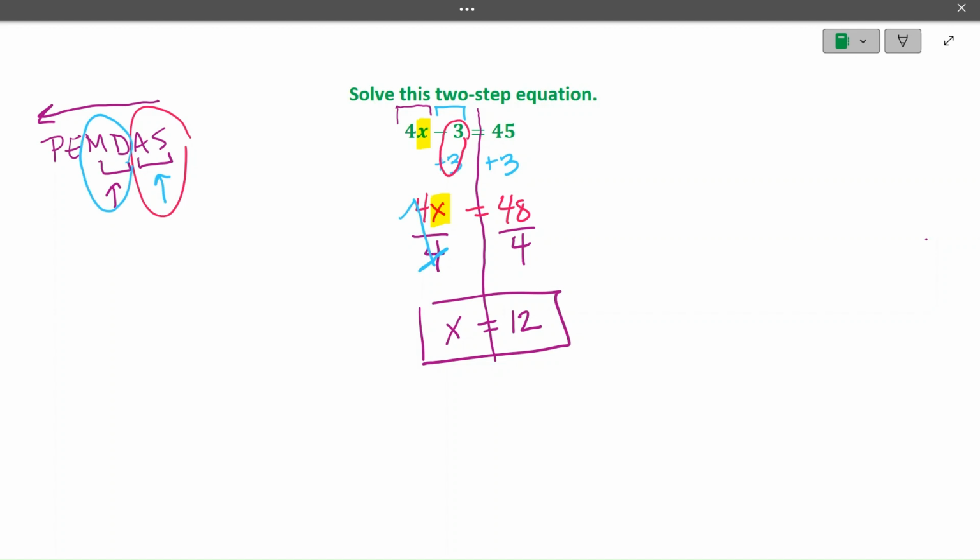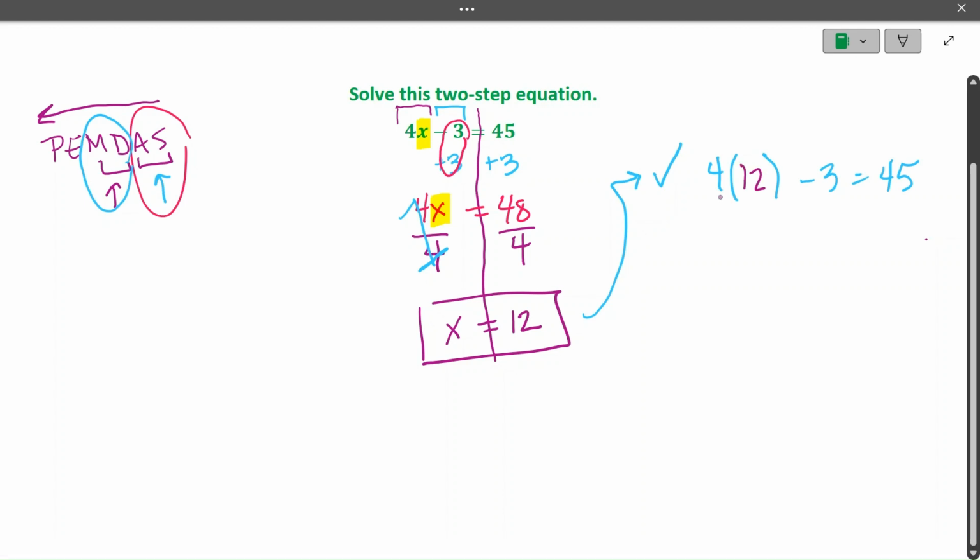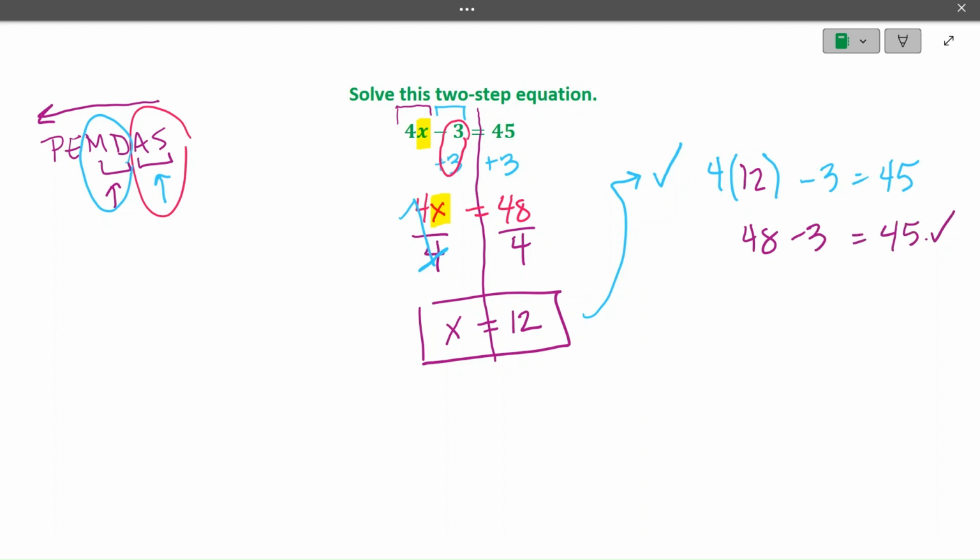All right, x equals 12, like we said, and always, we want to check our work, and we do that by plugging in the value we got out to see if it equals what we intend it to equal. So 12 times 4 is 48 minus 3. That does, in fact, equal 45. So check, and that's our last step.